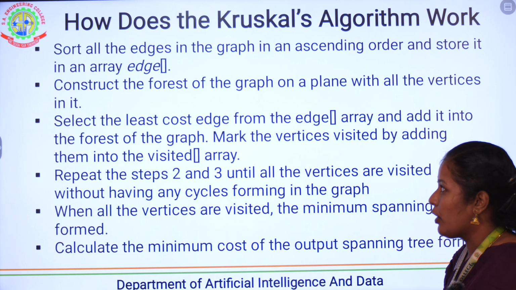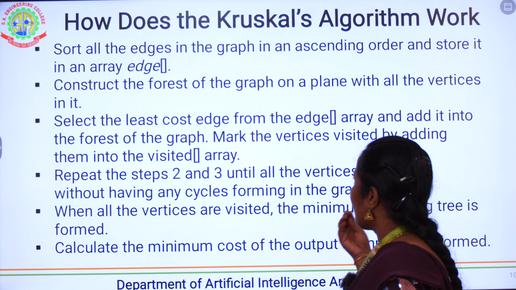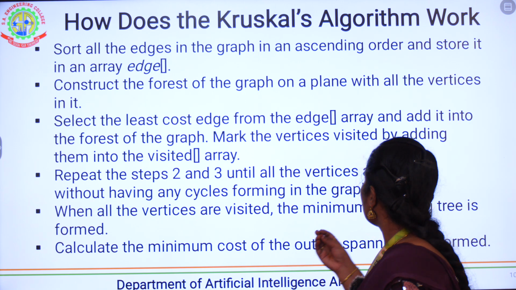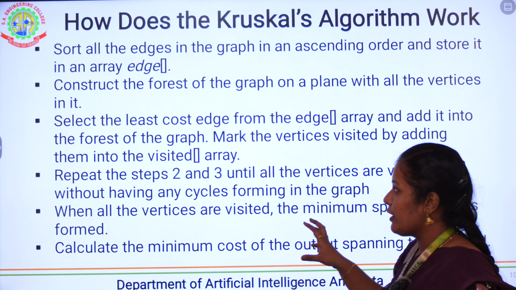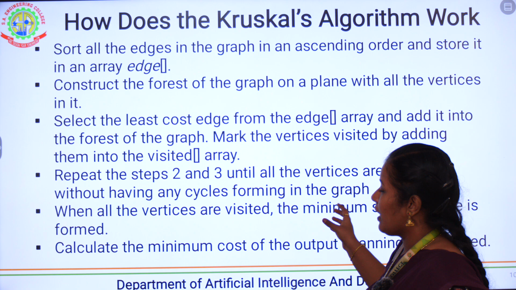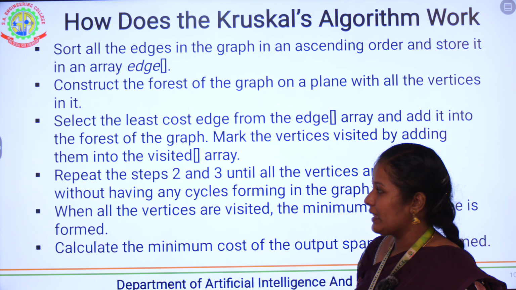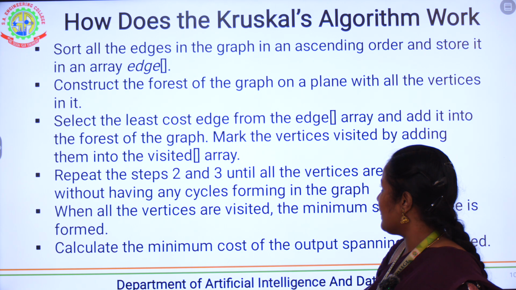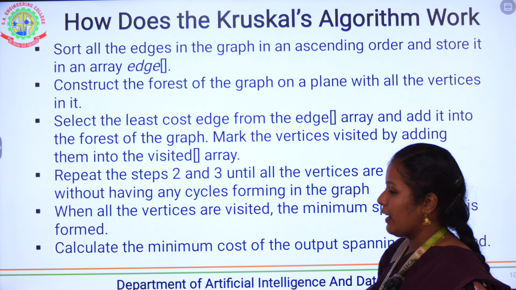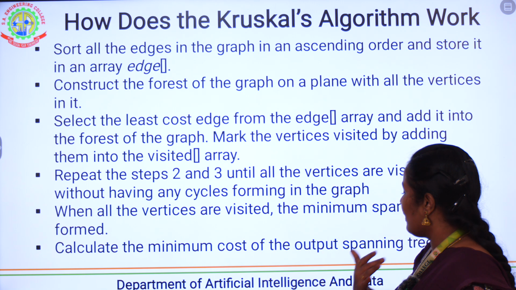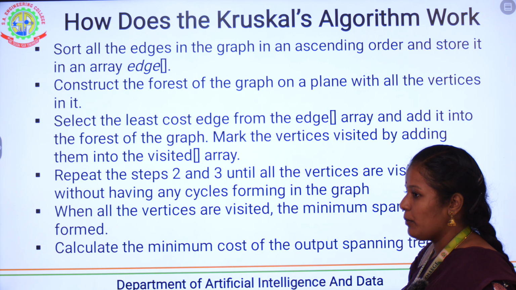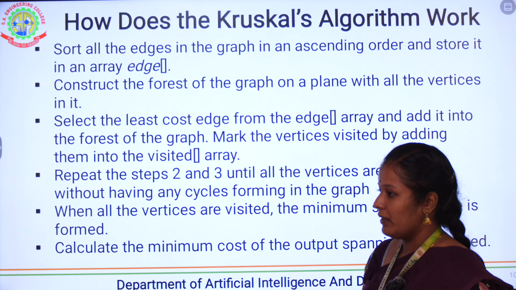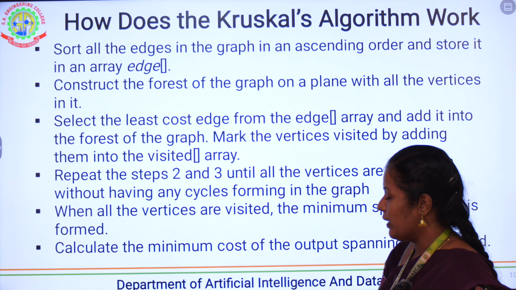First, we want to sort all the edges in the graph in ascending order. Then we store them in an array of edges. Then consider a graph and start with a vertex in it. Then select the least cost edge from the edges array, find the node, and mark the vertex as visited. Repeat the step again until we have covered the vertices without forming any loop.